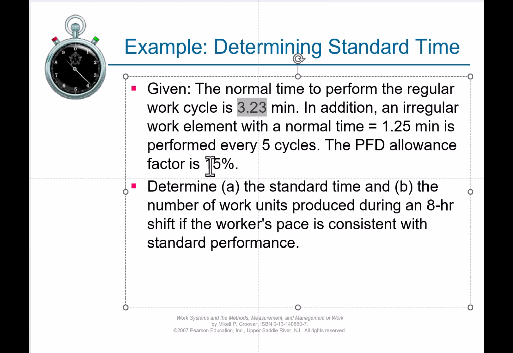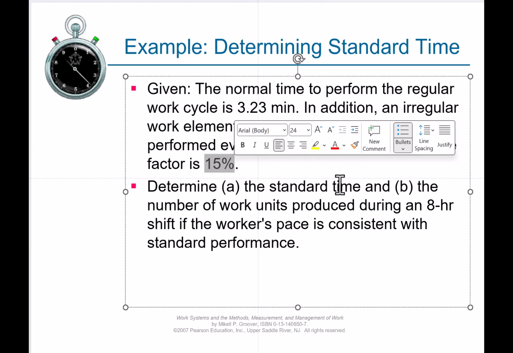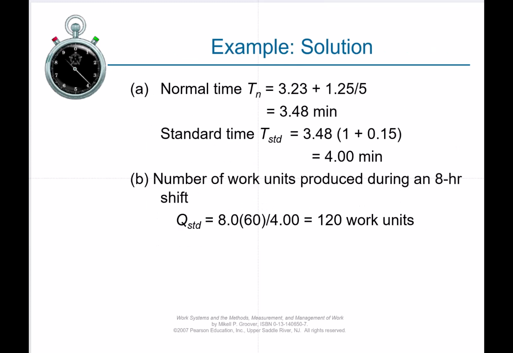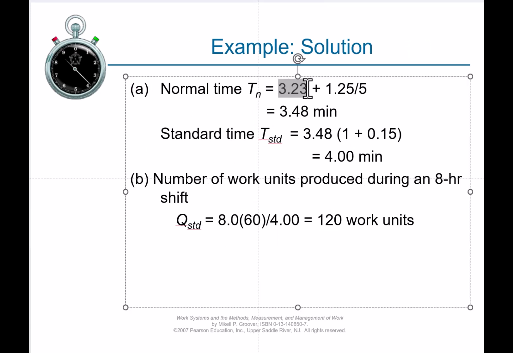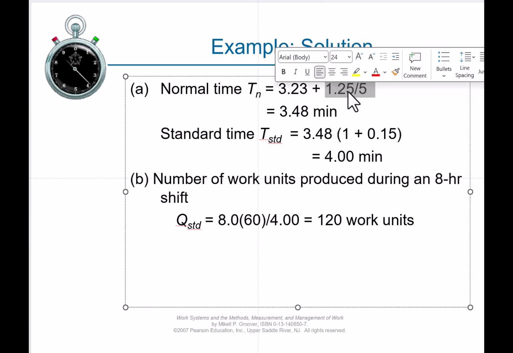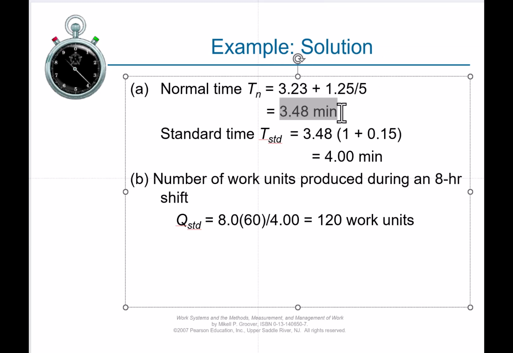Typically the 15% allowance includes rest periods, breaks, going to the bathroom, and things like that. So let's take a look at how we calculate that. Like I said, it was 3.23, this is the normal cycle. And it was 1/5 of 1.25 because this is the irregular cycle performed every 5 cycles, so we divide 1.25 by 5. And then we get the total normal time.